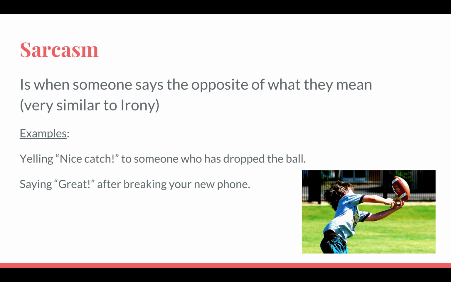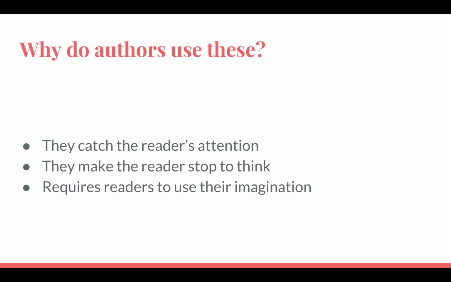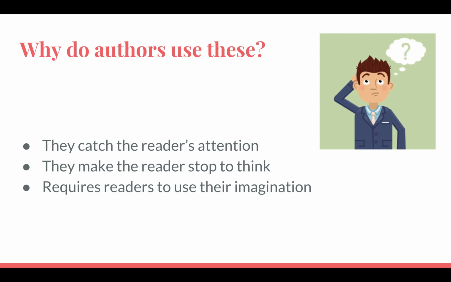Another example would be saying great after breaking a new phone. We don't actually mean great, I broke my phone. You mean like shoot or this is awful or this is horrible. So you mean the opposite of great. That's sarcasm. All right, so why do authors use paradox, sarcasm, and irony?